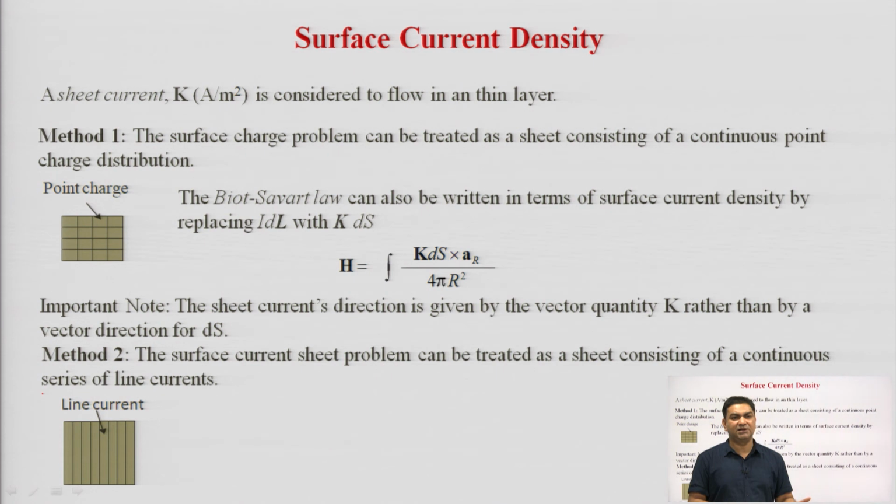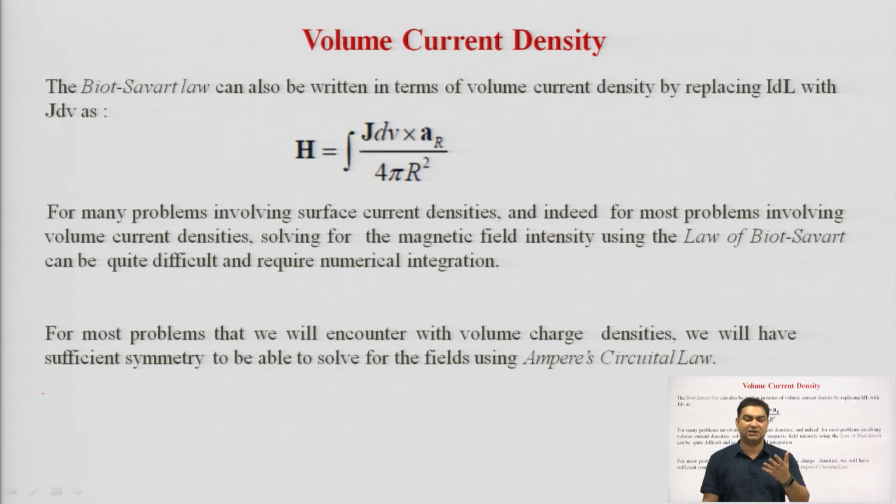They may be linear, they may be bulky, they may be in the form of a surface, they may be in the form of a container. So, the different kinds of current densities are also considered for further studies. Here you can see how this surface current density and volume current density are defined.